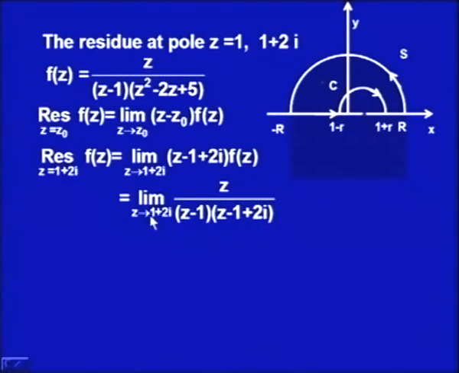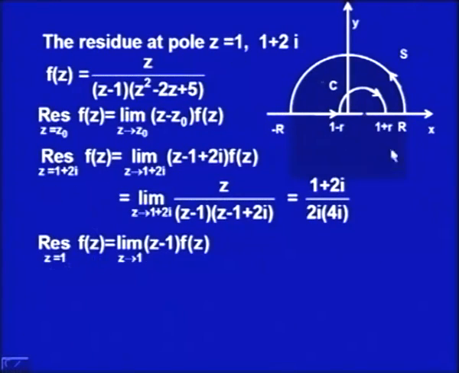So, limit as z approaches 1 plus 2i, we would be getting z minus 1 approaching 2i, and z minus 1 plus 2i approaching 2i plus 2i, that is 4i, and the numerator is 1 plus 2i. So, the evaluation gives 1 plus 2i upon 2i into 4i. We are not simplifying it further because we require to multiply it by 2 pi i.